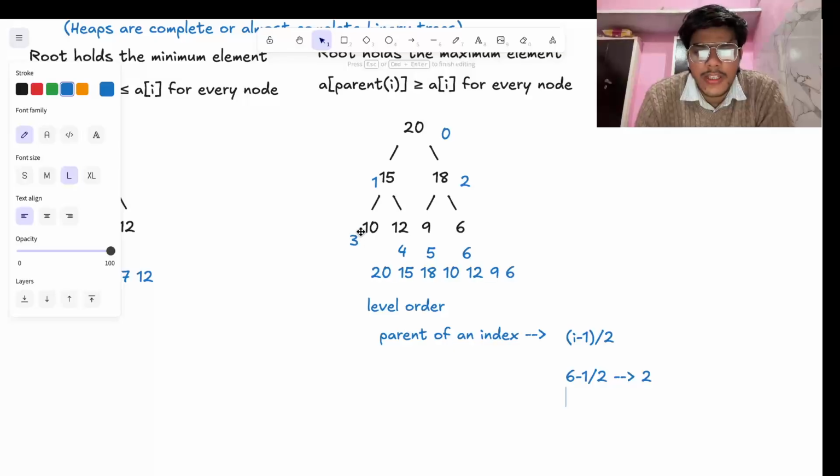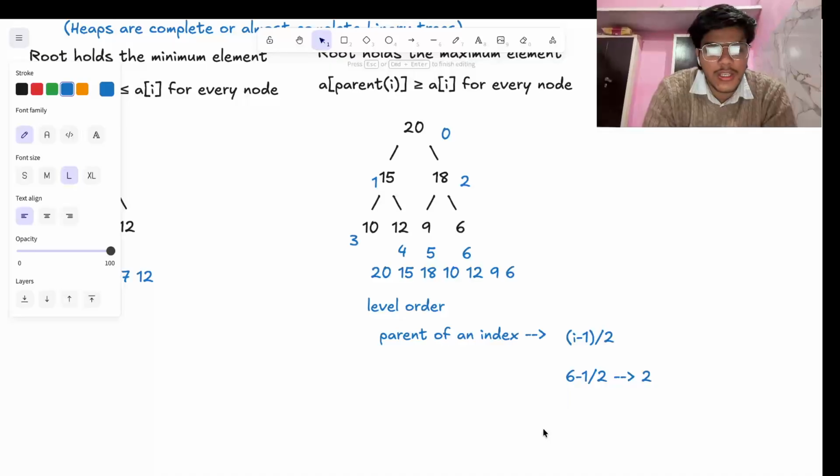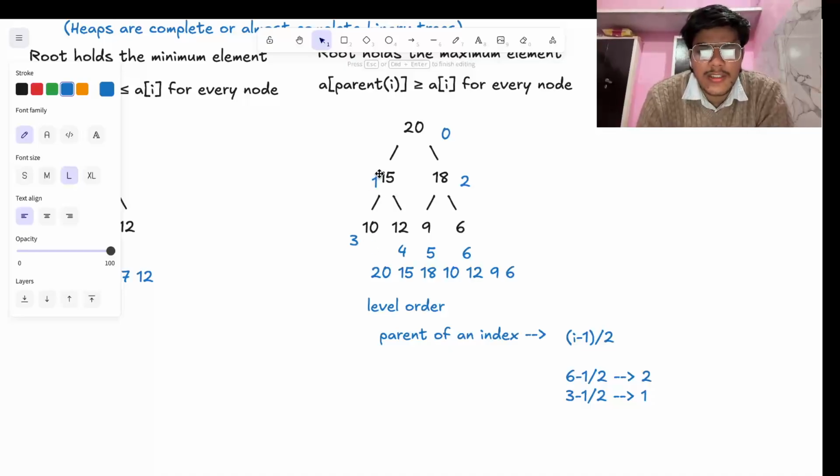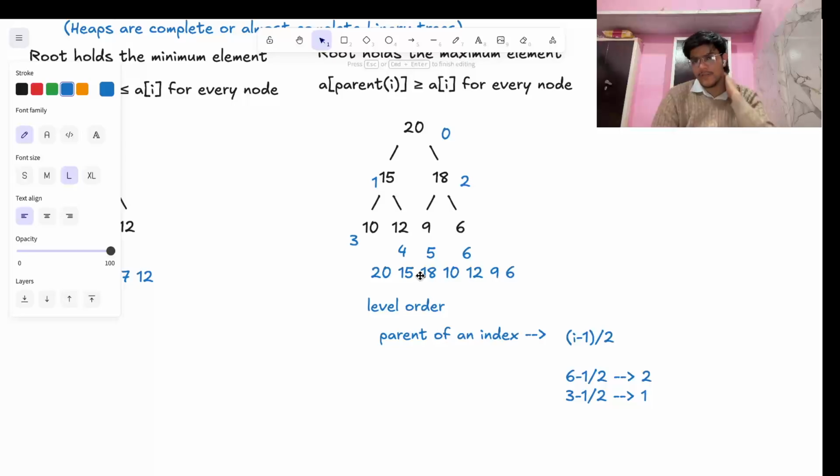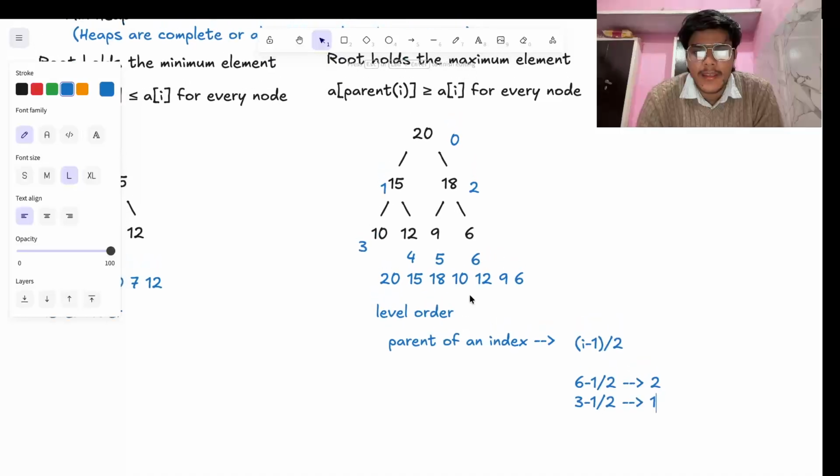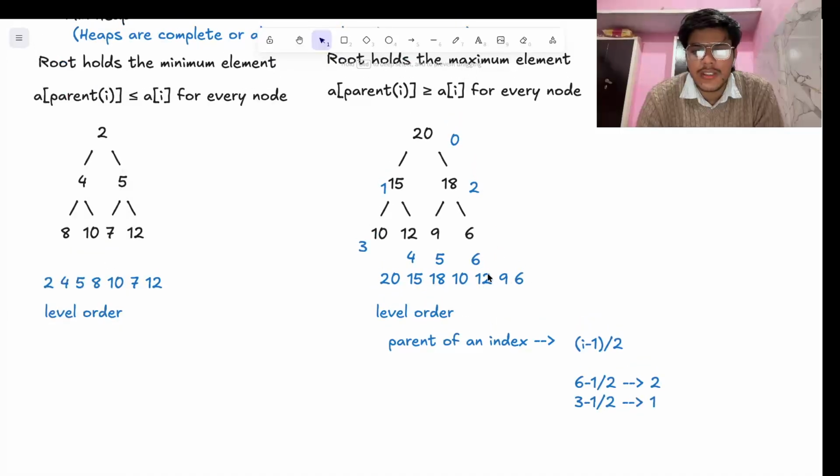For example, I want to find the parent of this 10, which has an index 3. So what would be the index? 3 minus 1 divided by 2, which would be equal to 2 divided by 2, which is 1. So 10 has its parent 1, which is 15. So this is how I can find the parent of every index. What will be the use of it? We will see in the upcoming code, but this condition should be clear: how to find the parent of an index. So this is the array which is there.